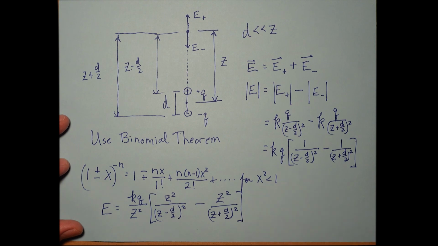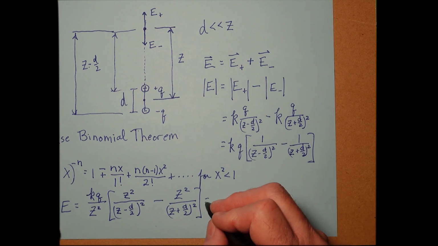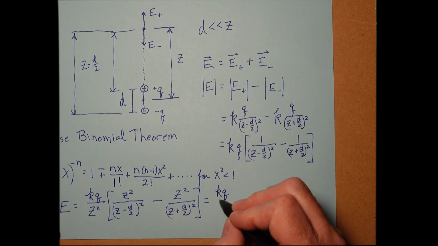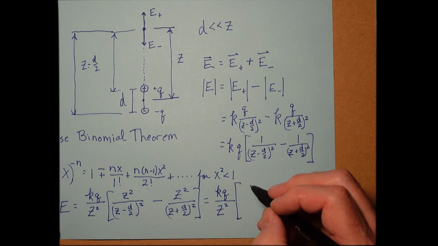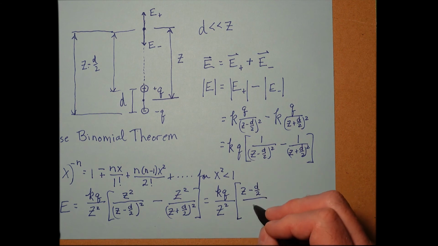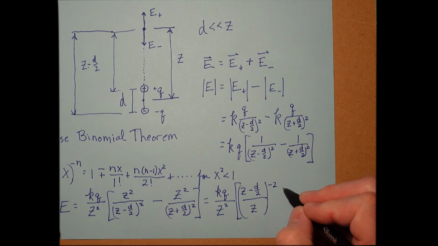Okay, now I have terms in here that I could factor that squared term out of and just say the whole thing is squared. I'm going to do that in the next step. But I'm also going to take the reciprocal of that and raise it to the negative 2 power. So I'm going to rewrite this as kq over z squared times z minus d over 2 over z, and now raise that to the minus 2.